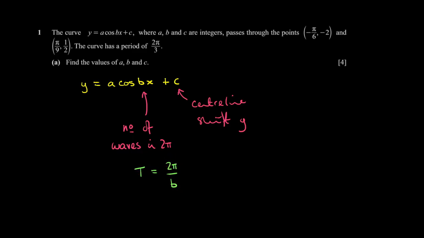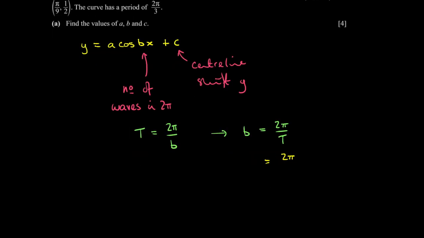So in this particular case, what are we told? We're told that the curve has got a period of 2 pi upon 3. So we can just rearrange this formula, and we can say that b will be equal to 2 pi divided by T. If we substitute in 2 pi upon 3, we're going to have 2 pi divided by 2 pi upon 3, and that's going to be equal to 3. So our value of b there is going to be 3.